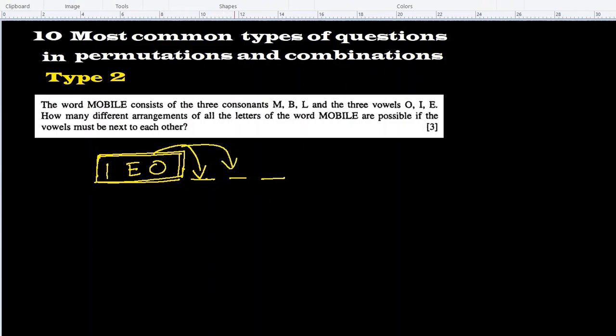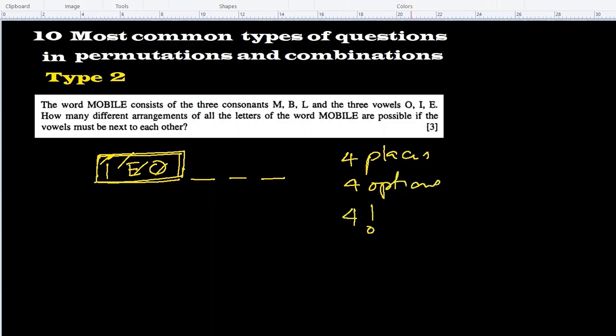And that makes it just a four-letter word because they will act as one entity. They are one body now. They will move together anywhere they want. So whenever you have four places and four options, your options become 4 factorial. Or you can look at this question this way also. There will be four candidates for the first place, three candidates for the second place, two for the third, and one for the last one. If we multiply these, it becomes 4 factorial.